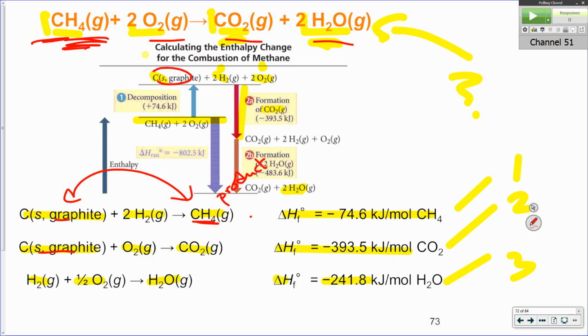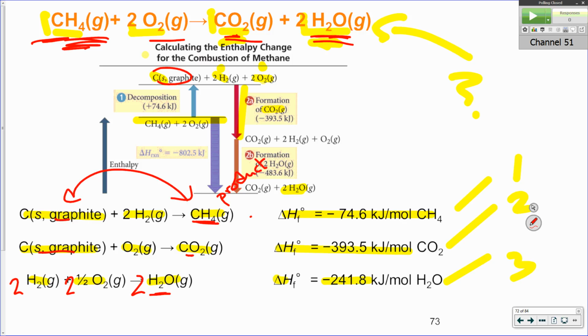The other thing I see is that the CO2, if it stays here, is going to be where it needs to be. There are 2 waters on the right, and the only place I find water in this, I only find 1 water on the right. So whatever's in this one, I'm going to have to multiply everything by 2 to come up with 2 waters.